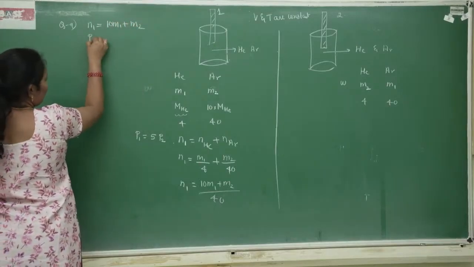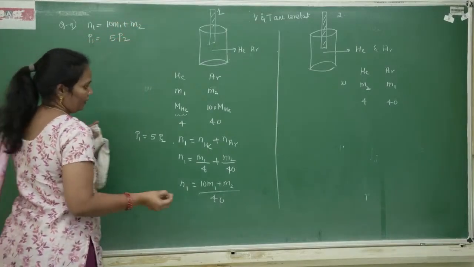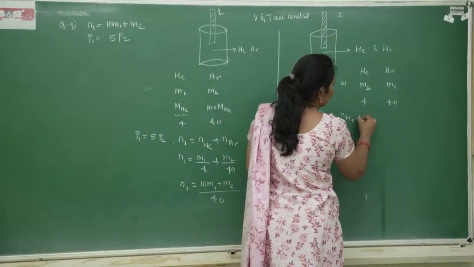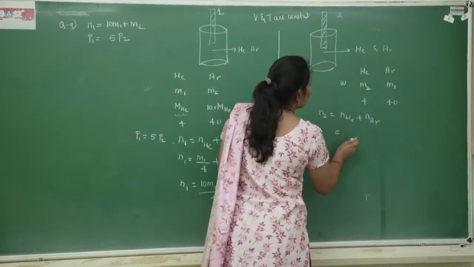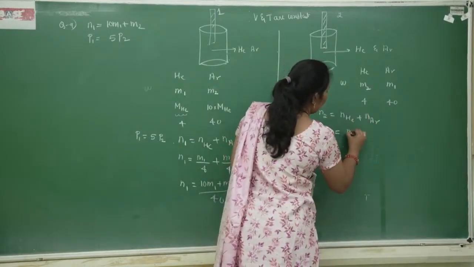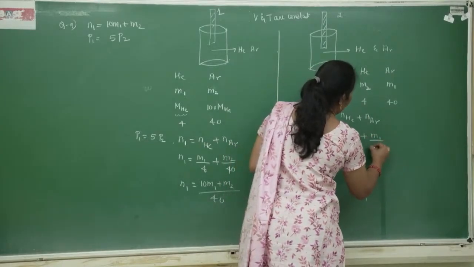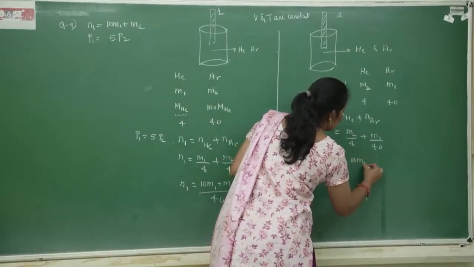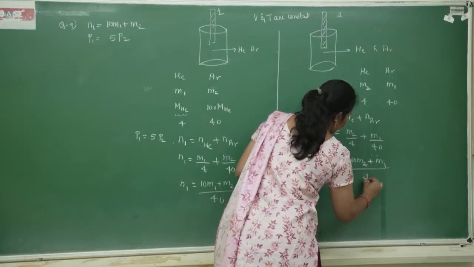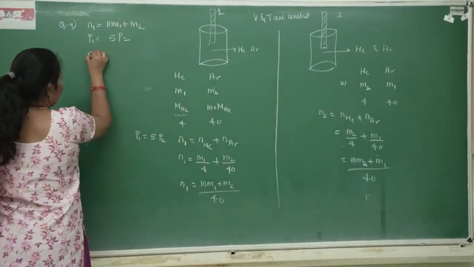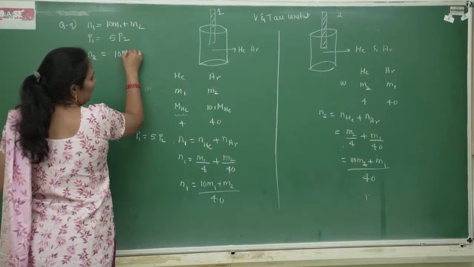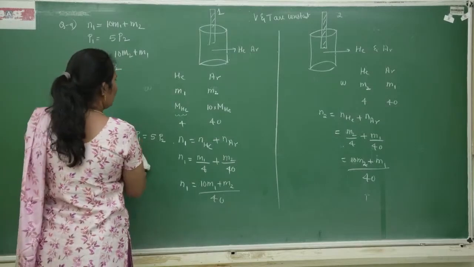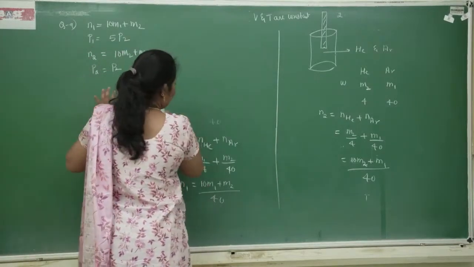Similarly, the pressure P1 will be equal to 5 times P2. Then let us find out the total moles in the second cylinder, N2, which will be moles of helium plus moles of argon. Moles of helium will be M2 by 4 plus M1 by 40. Therefore, we get 10 M2 plus M1 divided by 40. N2 will be proportional to 10 M2 plus M1. The pressure P2 stays as it is. From this, we need to find out the ratio of M1 and M2.